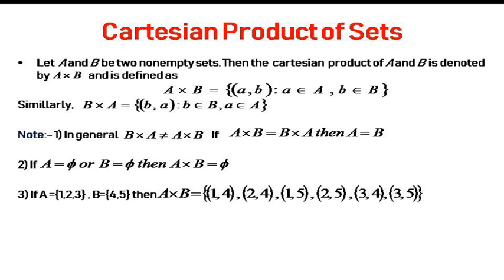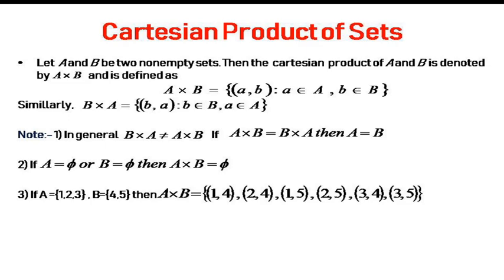Here I have mentioned one example: if A and B are known to us, how can we find the value of A cross B. Here A is the set containing 1, 2, 3 and B is the set containing the elements 4 and 5. Therefore, A cross B is the set of all ordered pairs where the first element comes from the set A and the second element comes from the set B. That is, the elements of A cross B are (1, 4), (1, 5), (2, 4), (2, 5), (3, 4), (3, 5).